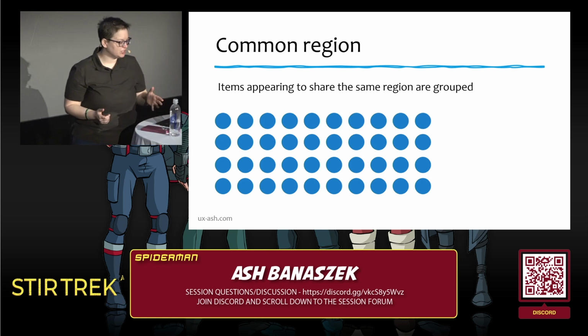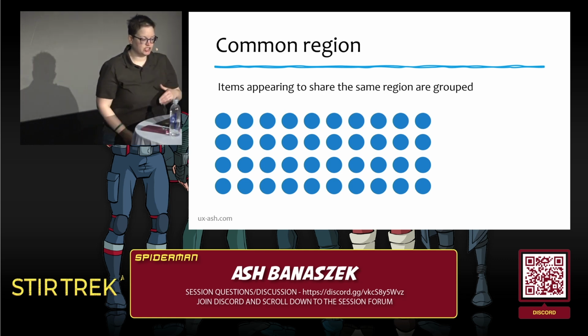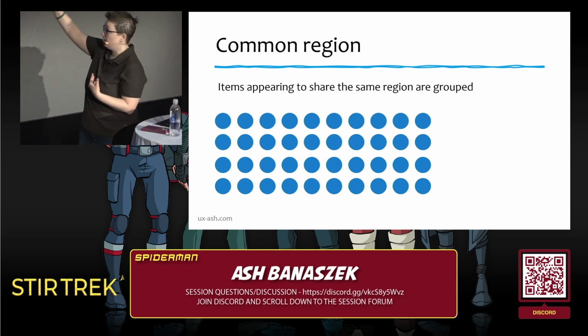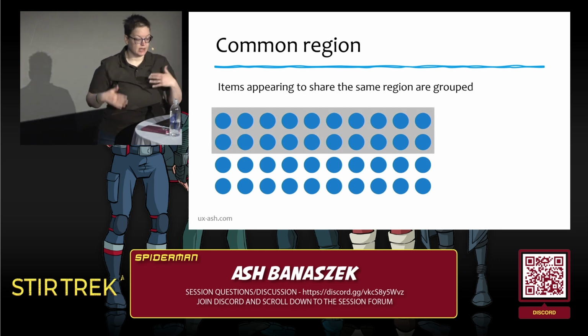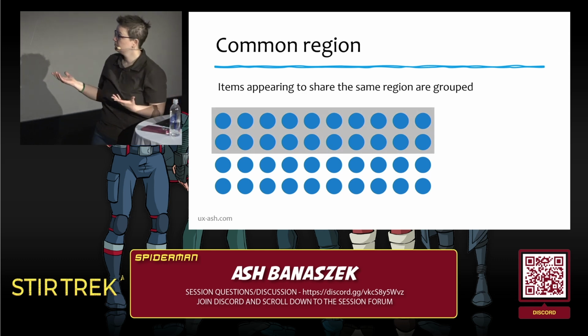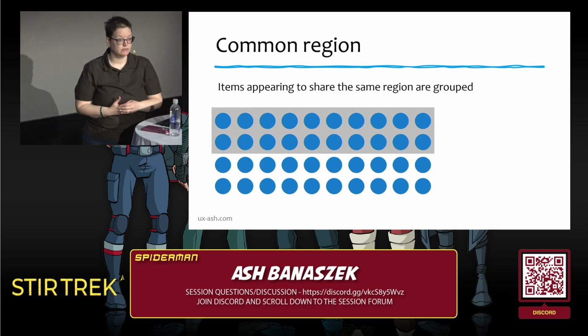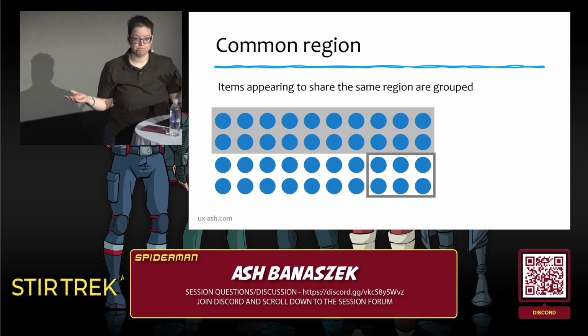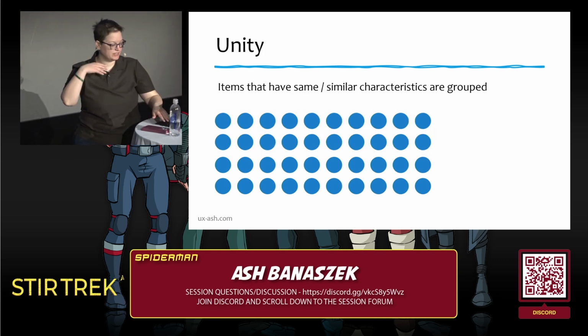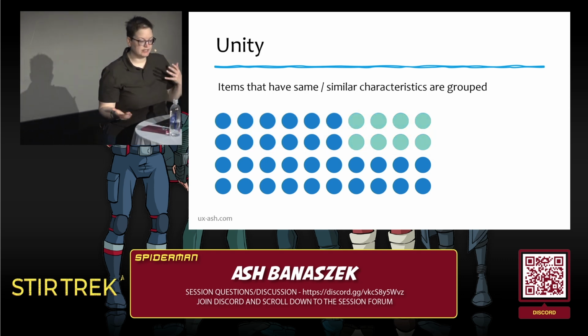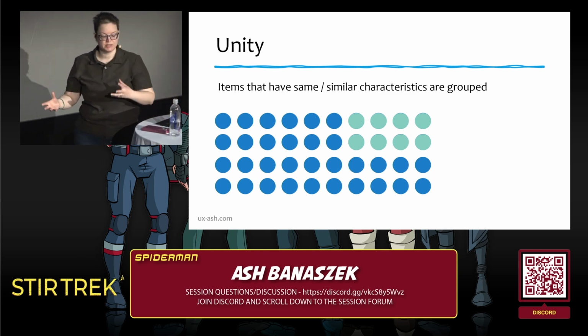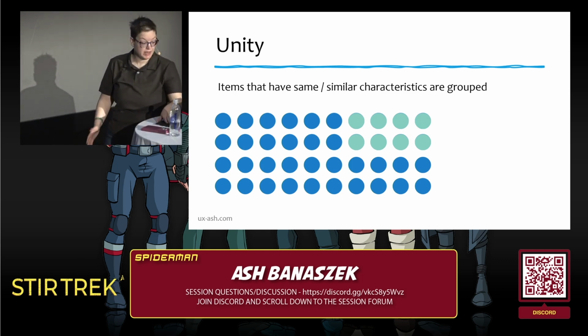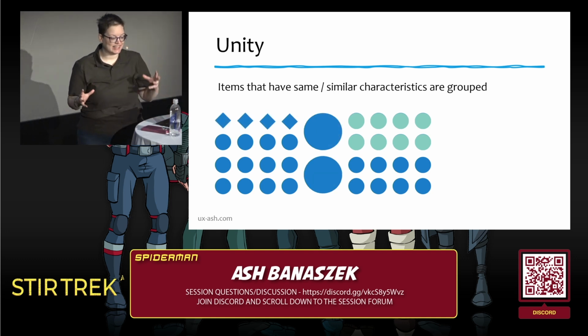Same thing with common region. Items appearing to share the same region are grouped. These are all in a common region. How about now? How many regions do I have? How about now? Exactly. Your brain just figures it out. I can do the same thing with unity. Items that have the same characteristics are grouped. So I know based on color. I know based on shape. I know based on size.